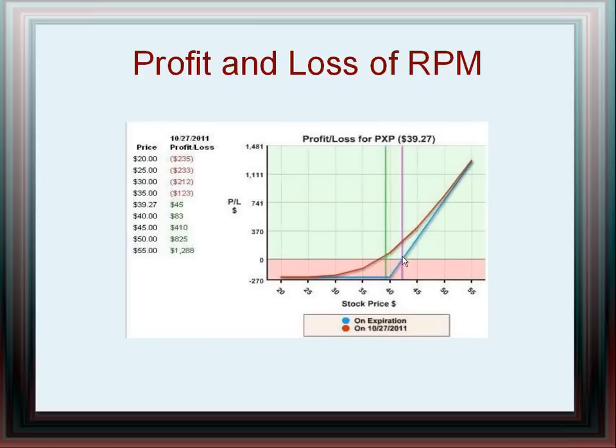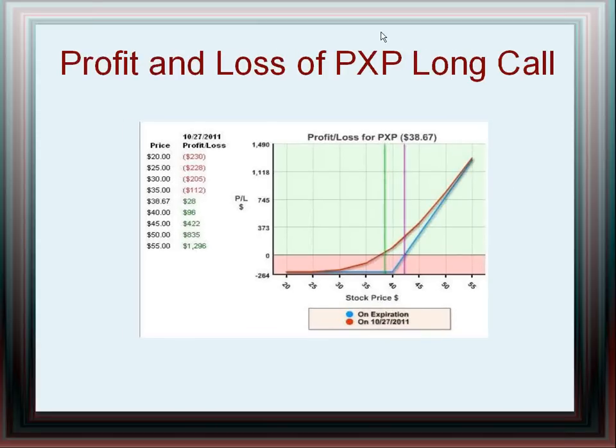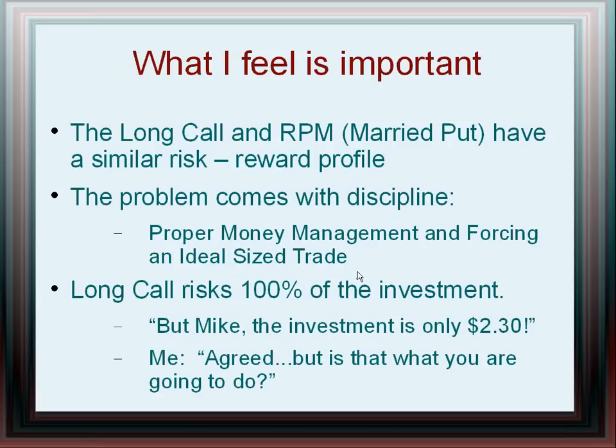Cost basis of $42.33, limited risk position of $2.33. Long call, break even essentially at $42.30, risking $2.30 on the position. Now, we talked about this, that the long call risks 100% of the investment, but you say the risk is only $2.30. So if I buy 100 shares of PXP, buy a 40 strike put, have my risk at $2.30, but you buy one call, you're going to tell me that you're only risking $2.30.